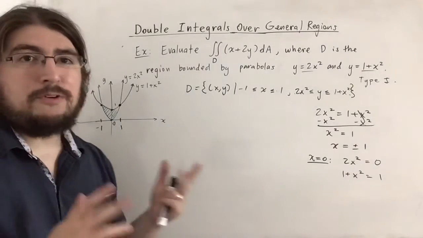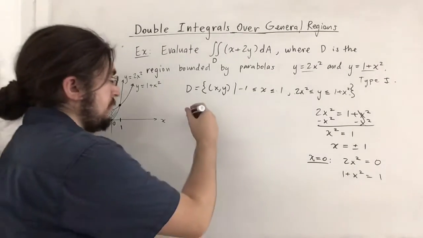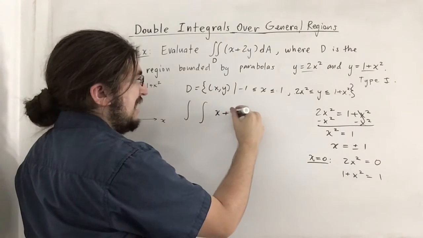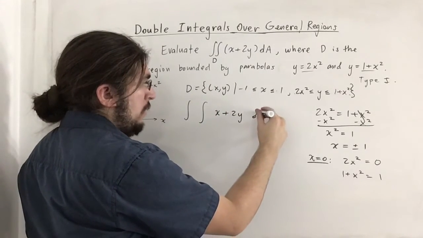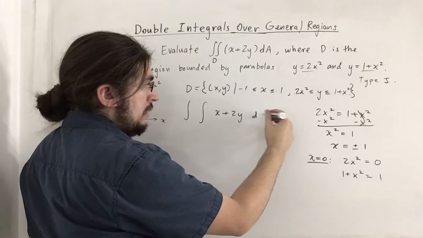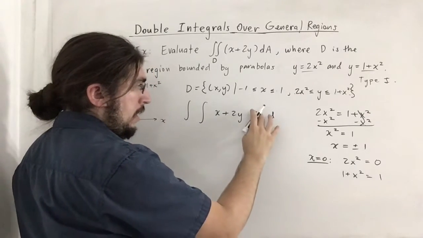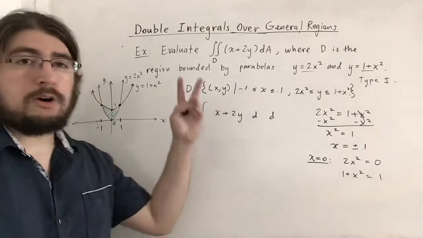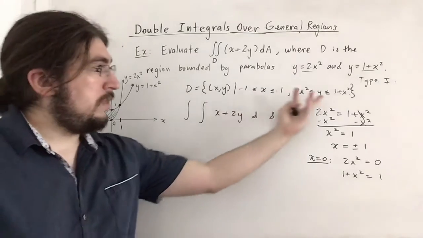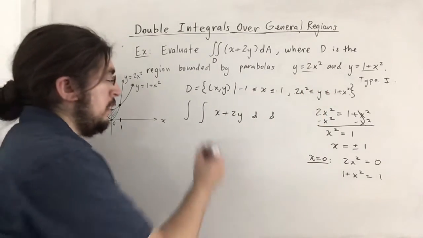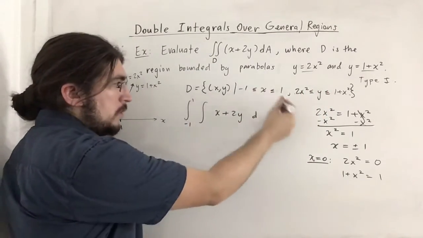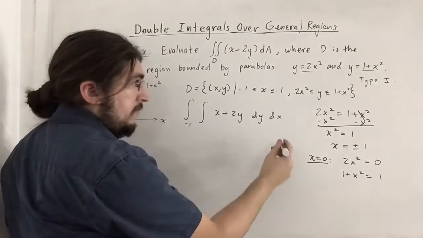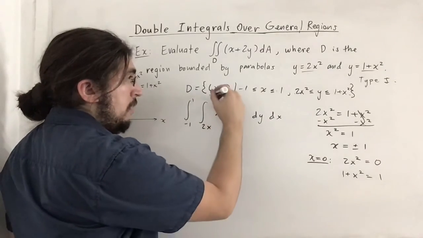Okay, now for the fun part, the actual integration. So we know this is going to be a double integral of our function, which is x plus 2y, and we know we need to do either dx first and dy second, or the other way around. Now the way we want to do this is our constants need to be last. So these are function limits, these are constant limits. So negative 1 to 1 needs to be last, and those are x limits, so we need to do dx last. That means dy will be done first, and those limits, in order, are 2x and 1 plus x squared.